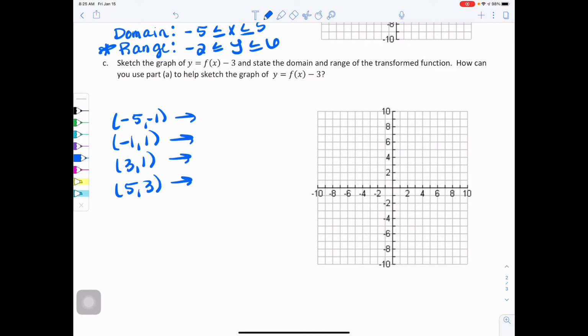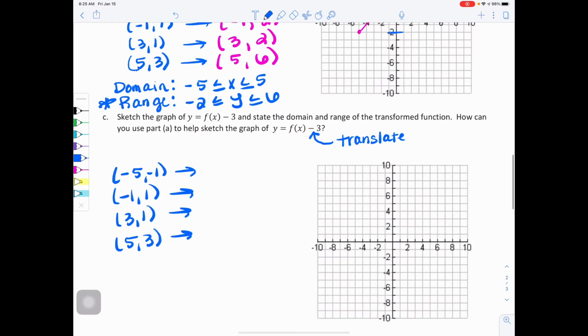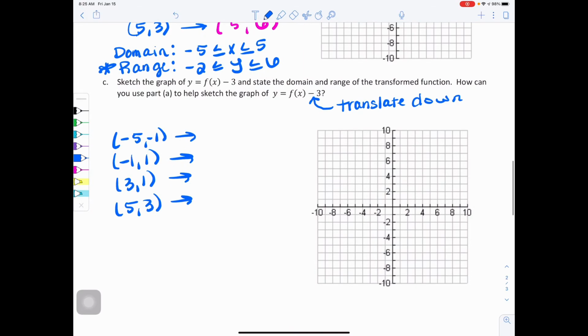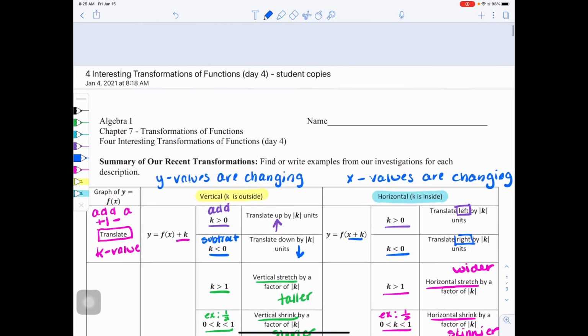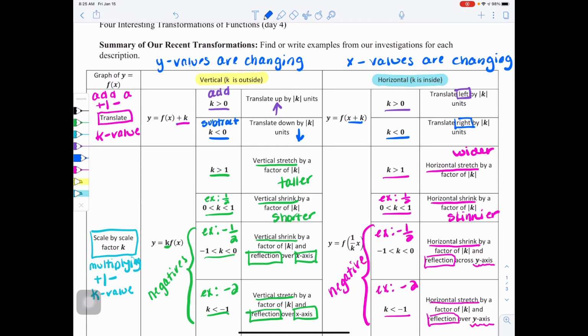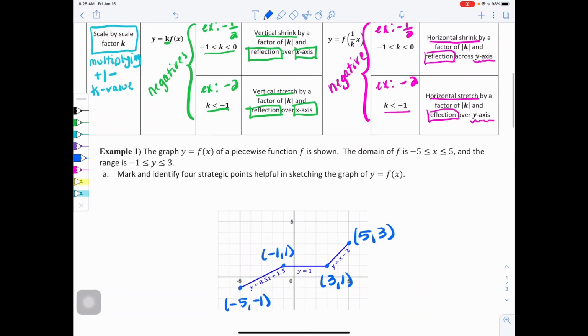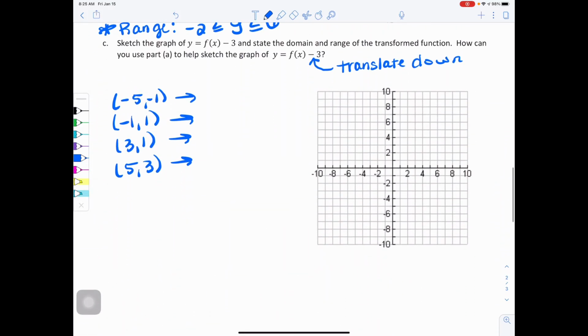Now let's think about what we're doing here. Because we are subtracting by a 3 on the outside, that means we're going to translate down. Now at any point, you can go back up and look at your chart to see that. You can follow the chart. So if I saw -3 on the outside, I would go to my translate section. I would do the part where k is less than 0, and that would remind me that I'm translating down. So we're going to translate down 3 units because of the -3 on the outside. So again, because it's on the outside, it's affecting the y's, not the x's.